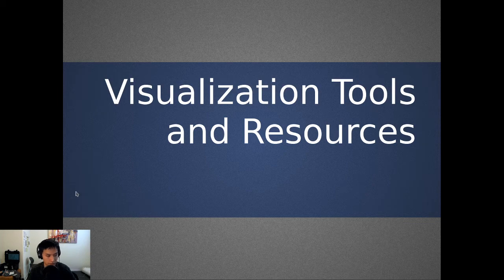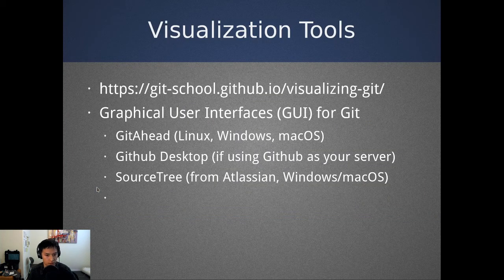Visualization tools and resources. Here are a few things I found that were pretty good. First is gitschool.github.io. I think GitHub actually made this tool to help people visualize some of the Git commands and how they're being run. It's not a fully featured Git client, so it won't show you every single command, but it's a good starting point.